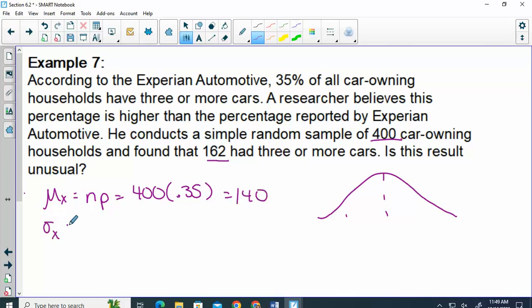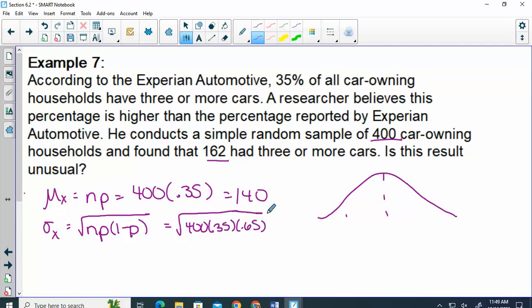Standard deviation of a binomial. Look at your formula sheet. What does it give us? Square root of n p times q. Yeah, n times p times 1 minus p or q. So 400 times 0.35 times 0.65. And we get a standard deviation of 9.54.